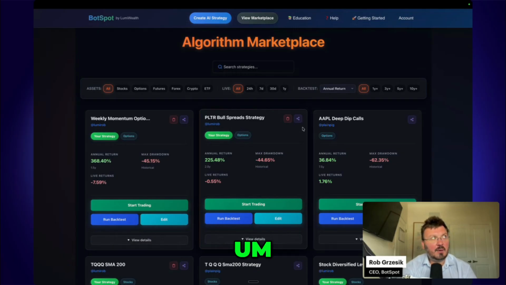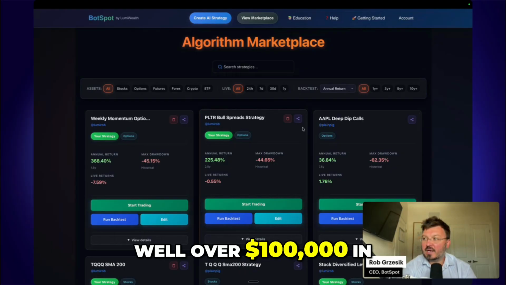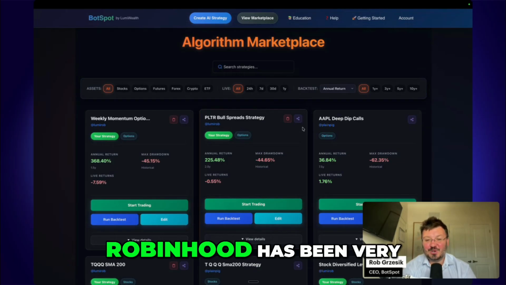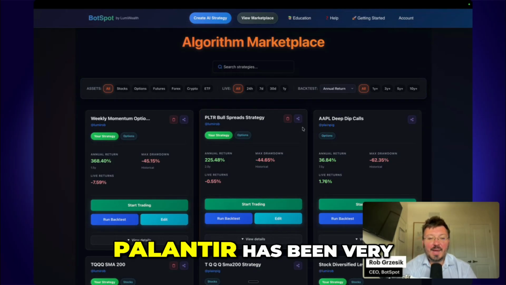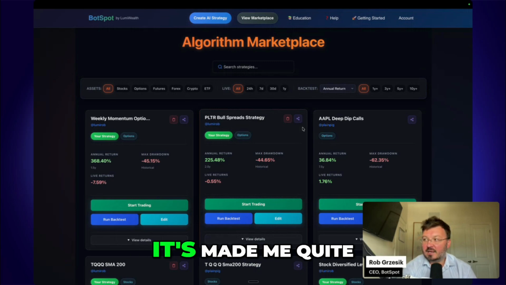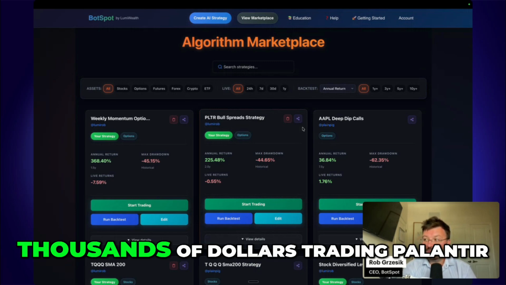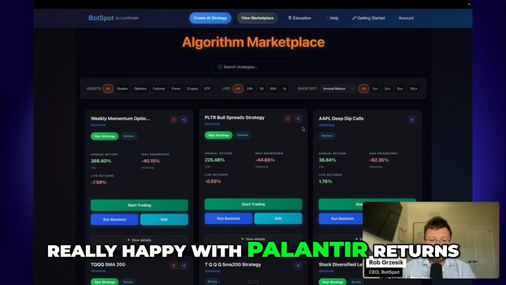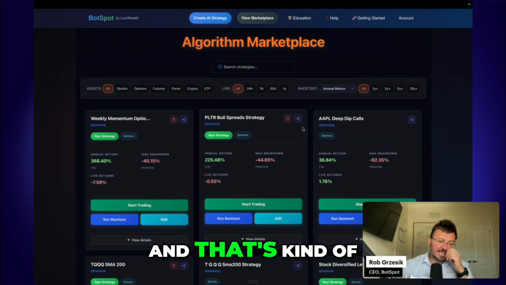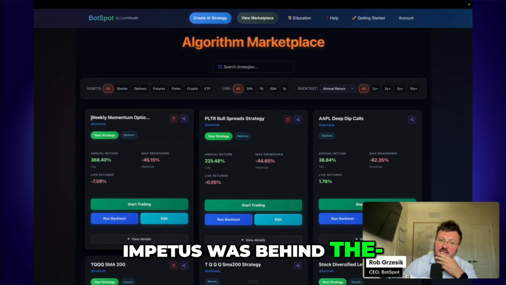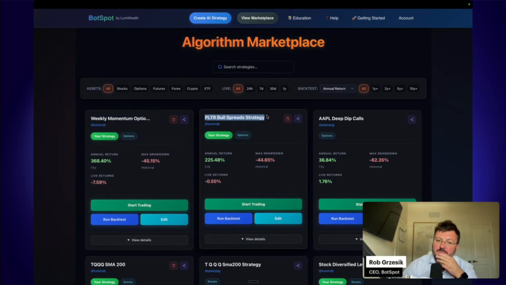I think that one position between my portfolios is up well over $100,000 in the past month or so. Robinhood has been very good to me. Palantir has been very good to me. This is another reason why we made this Palantir bot. It's made me quite a few tens of thousands of dollars trading Palantir. Really, really happy with Palantir returns. And that's kind of what the impetus was behind this bot and this bot, right?